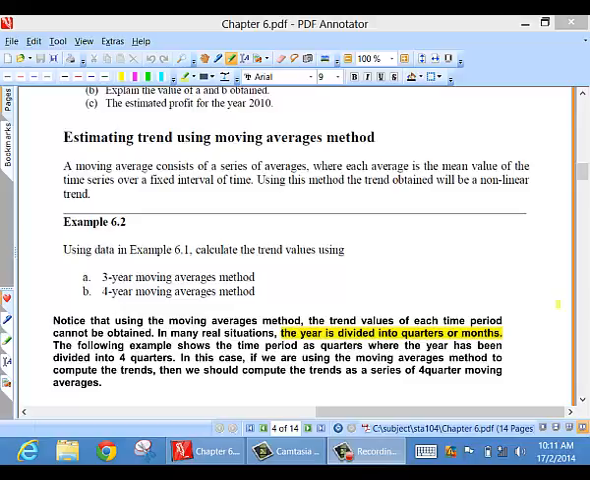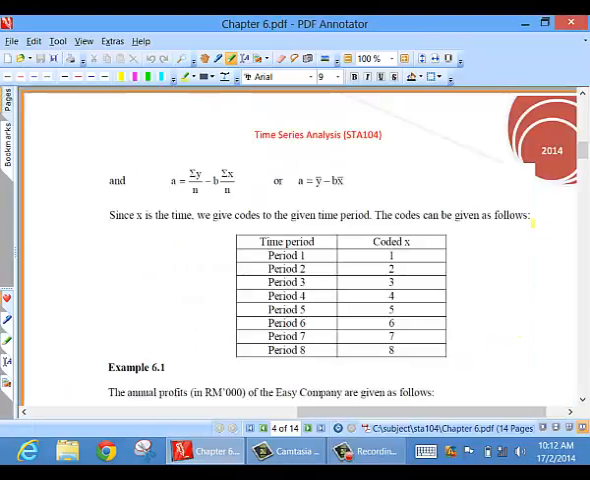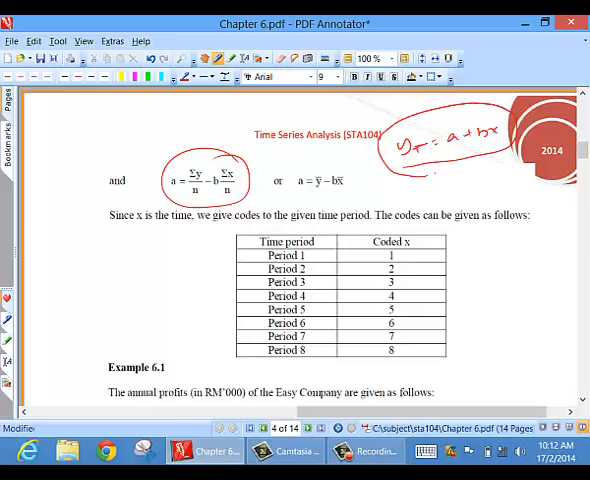Last week we already discussed estimating trend using the least square method. For the least square method, we are focusing on a linear trend with the equation yt equals a plus bx, which is the same as the regression equation. The formulas of a and b are the same as in linear regression, but in our equation, y is with respect to time.